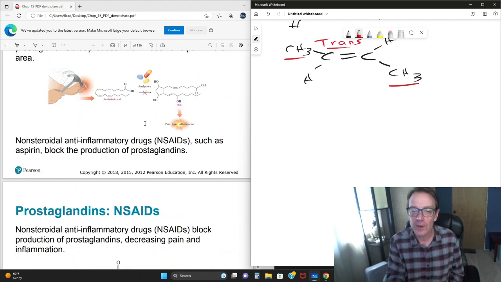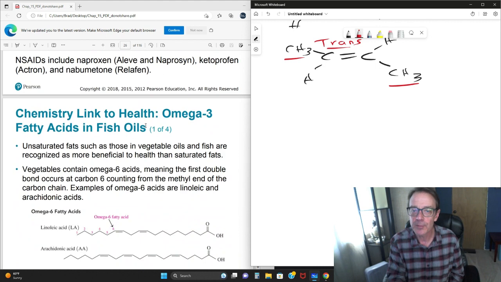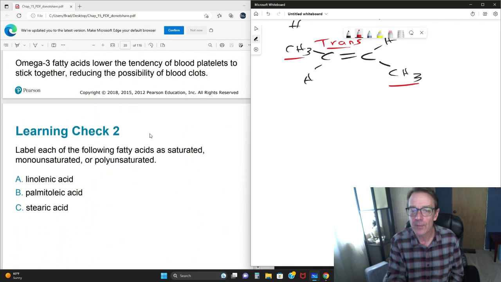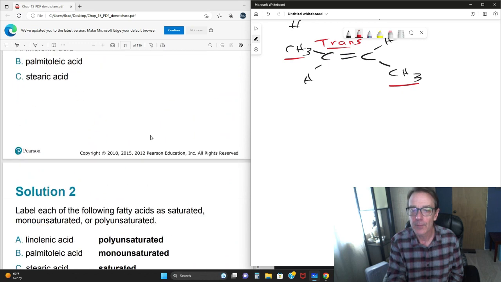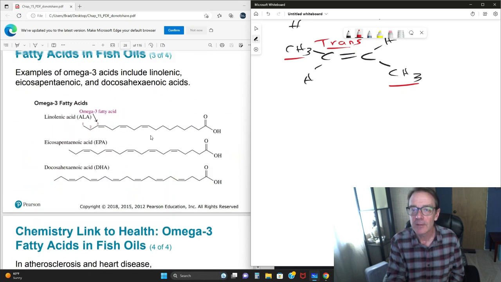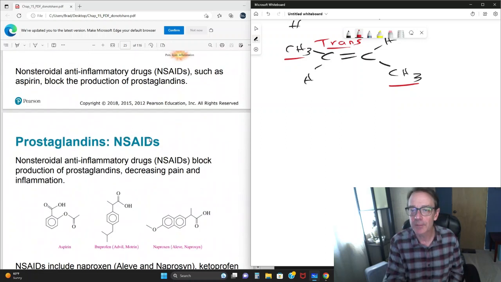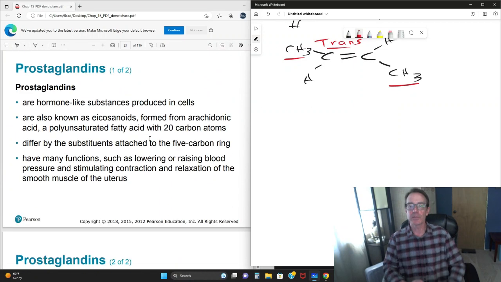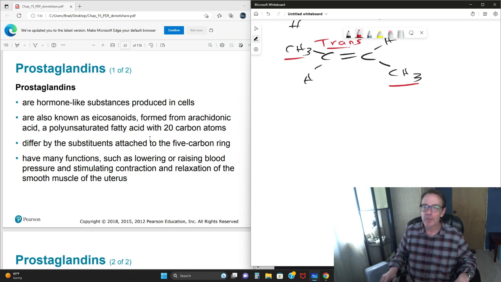Okay, so I am going to touch on, how deep should I go? Maybe through omega-3s, because that is something that you probably all heard of as something that's good for you. But we'll start with prostaglandins.